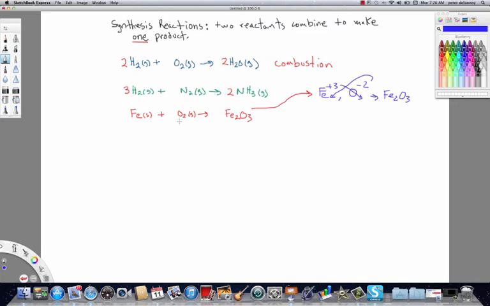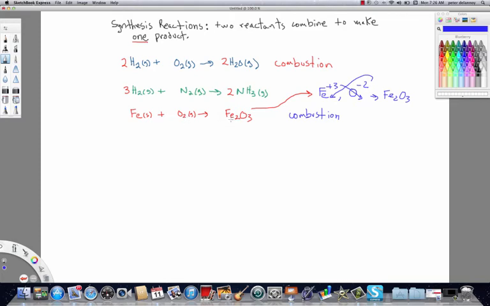All right, now this is a synthesis reaction because, again, we're combining two reactants to make a single product. But notice, too, that we're reacting the iron with oxygen. So this is also another form of a combustion reaction. So I'm just going to write that here to remind you that any chemical reaction where there's a reactant combined with oxygen is a type of combustion reaction.